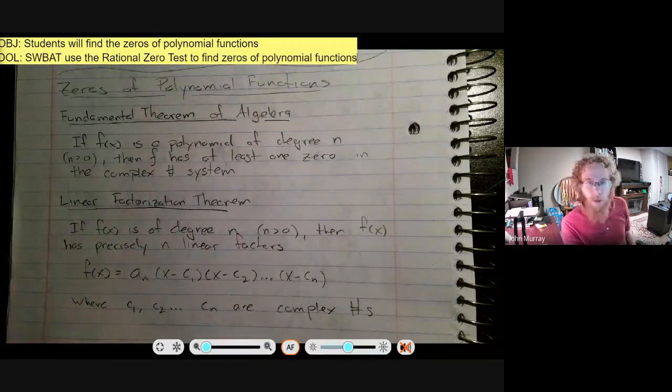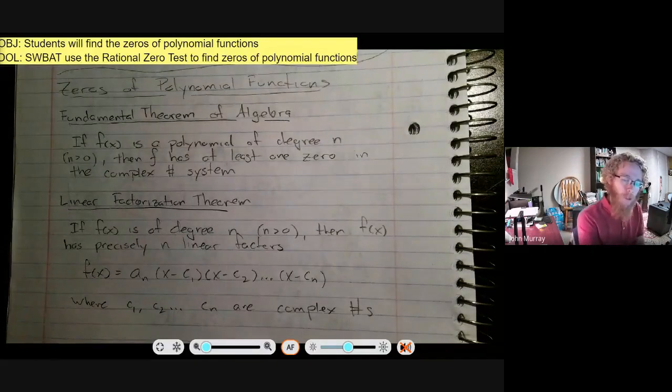The first thing we have here is the fundamental theorem of algebra. What that says is f of x is a polynomial of degree n, okay, and n is some positive number greater than 0, usually a whole number. Then the function f has at least one zero in the complex number system. We've learned something similar before, that if a polynomial function has a degree n, then there are n zeros.